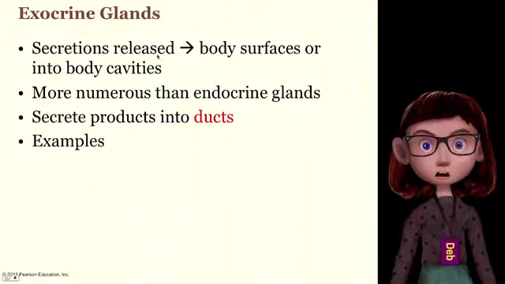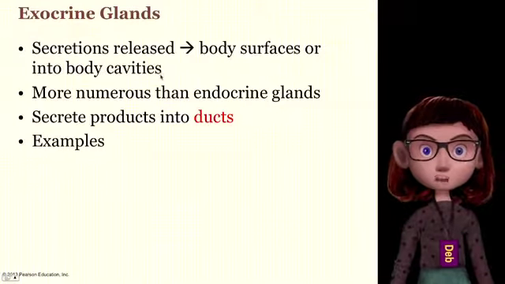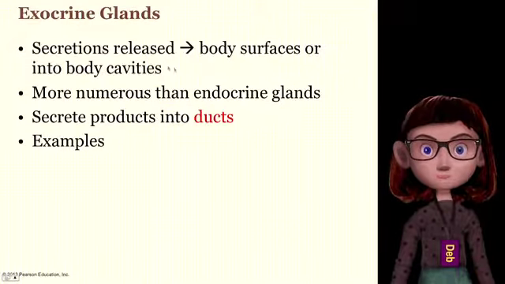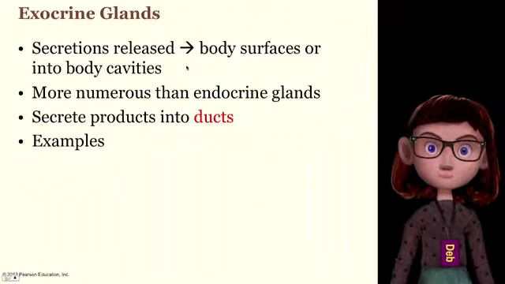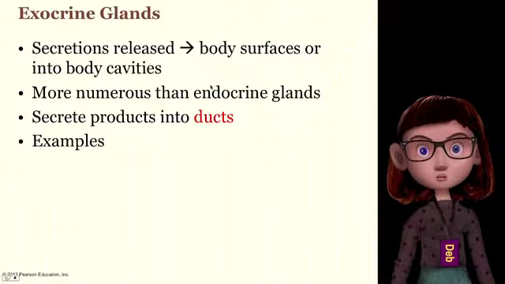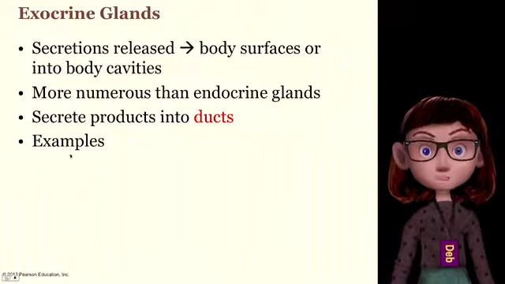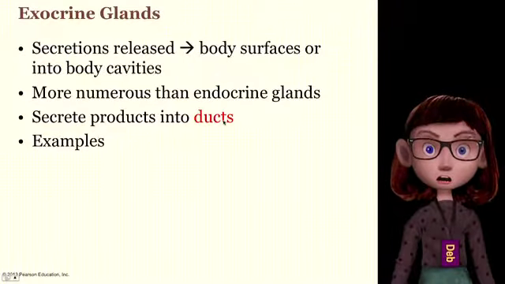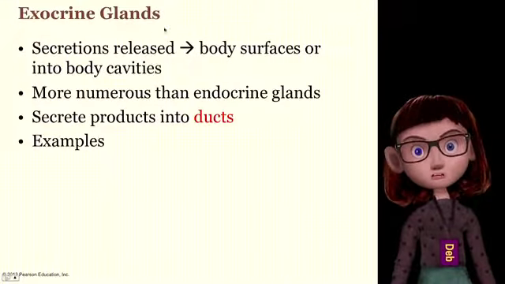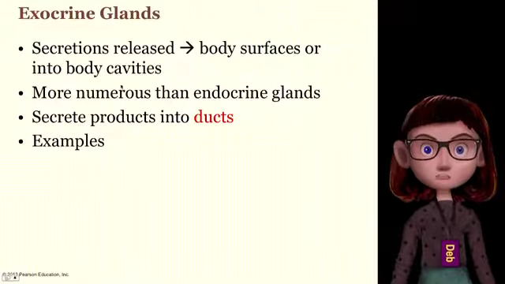Exocrine glands, when their secretions are released, it goes to body surfaces or into body cavities through a duct. Exocrine glands are more numerous in the body than endocrine glands, and they secrete their products into a duct or ducts, which goes to the body surfaces or the body cavity.